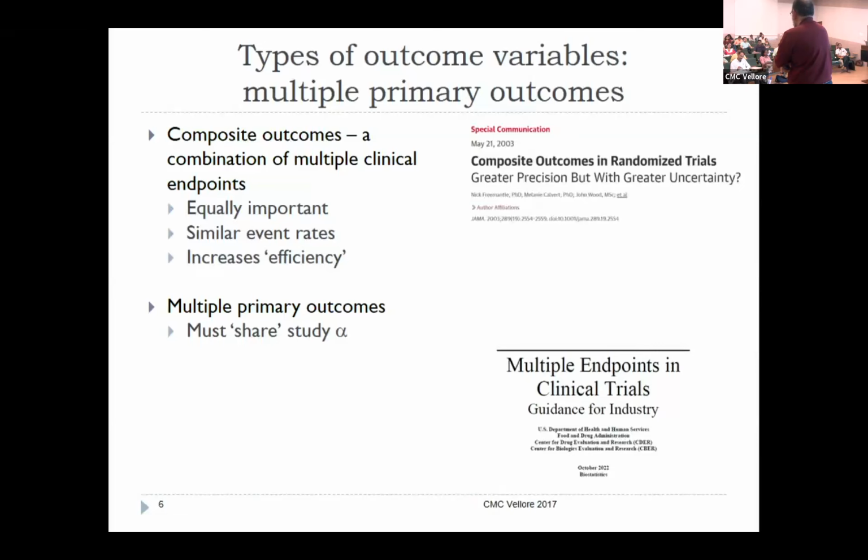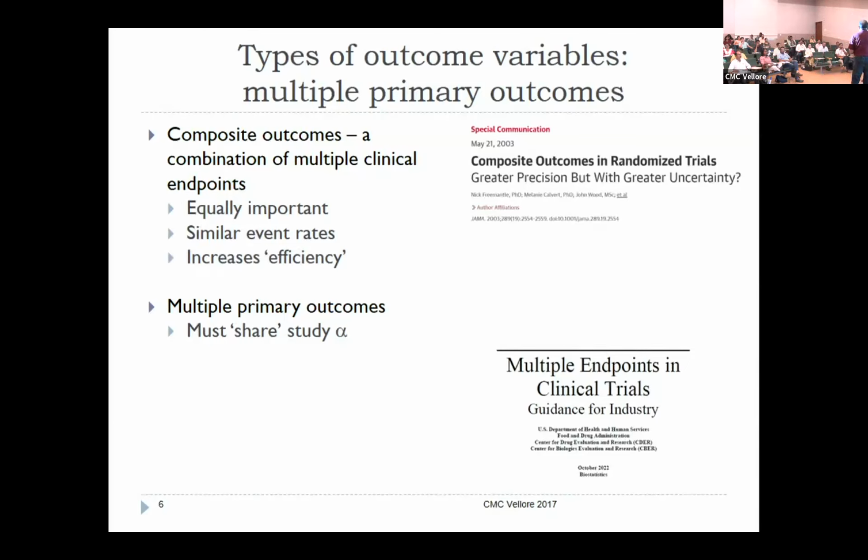Thus, if I have four primary outcomes, then I have to do a calculation, a sample size for each one of them, and take the highest. And I may be asked to control for multiple testing, or I may not be asked to do it. If they're correlated, there are ways to calculate things.